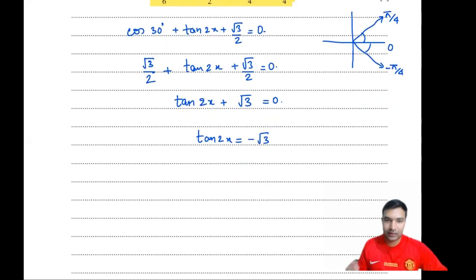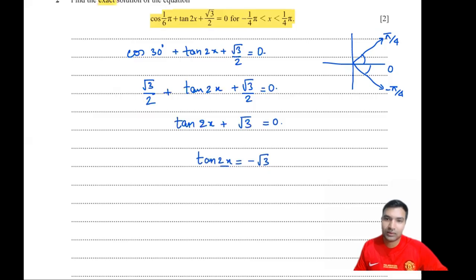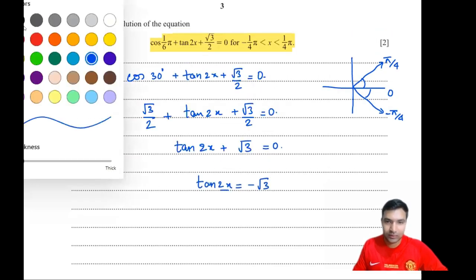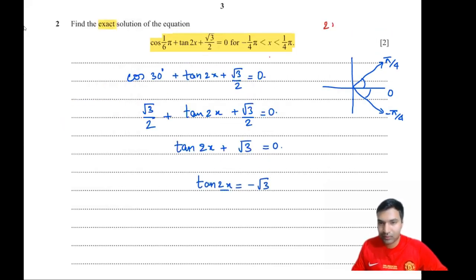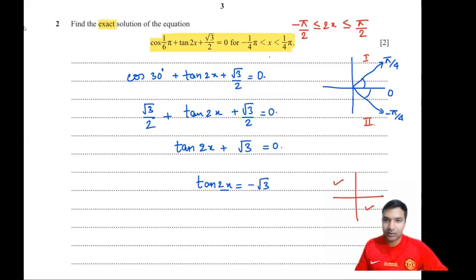Now what we see here is that the angle is 2x, and the domain which is given to us is for x. So I need to multiply throughout by 2, so 2x goes from negative pi by 2 to positive pi by 2. That means the first quadrant and the fourth quadrant. Now tan of the angle is negative, so where is tan negative? Tan is negative in the second quadrant as well as in the fourth quadrant. But will the domain go to the second quadrant? No, right?